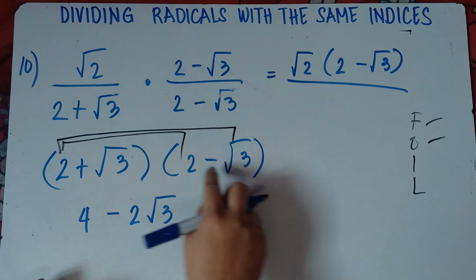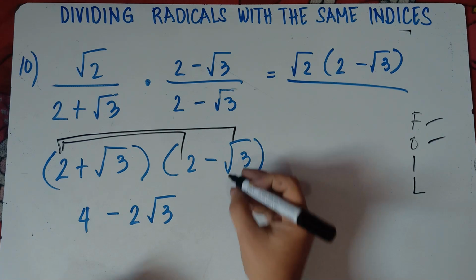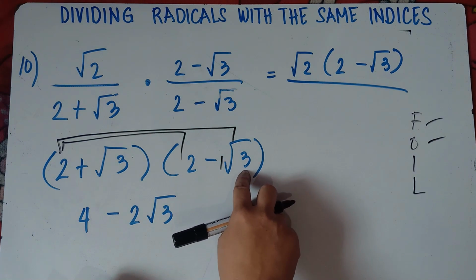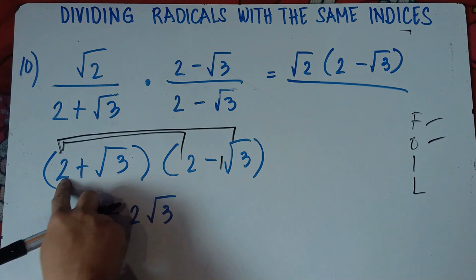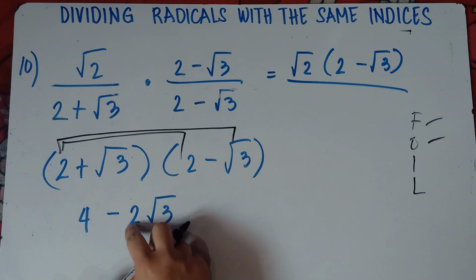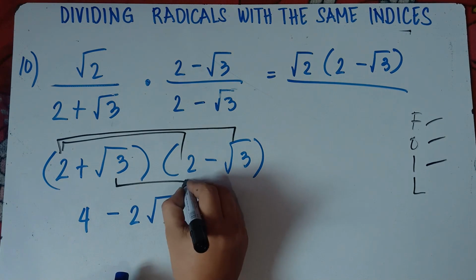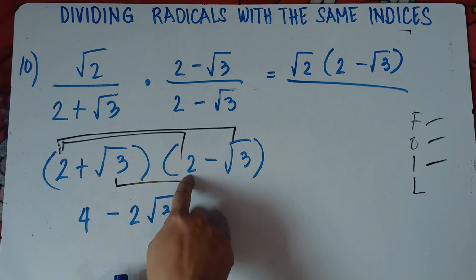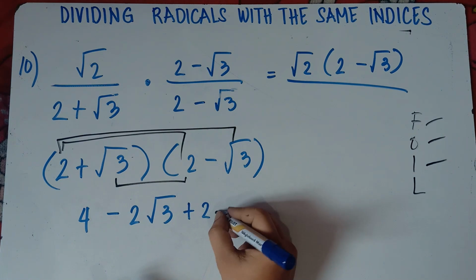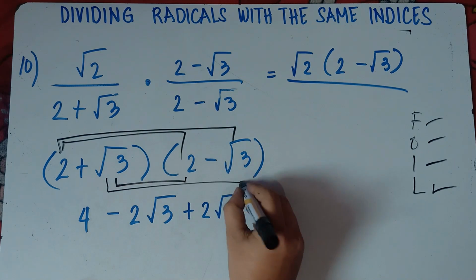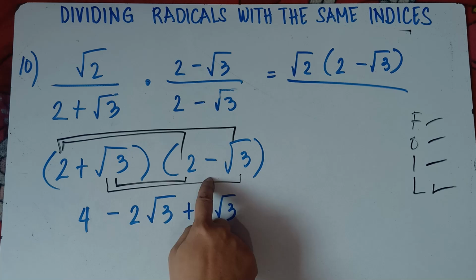Once again, 2 times negative 1. There's 1 here, class. Do not forget. Do not multiply 2 and square root of 3 directly. This 3 is inside the radical symbol. It should be 2 times negative 1. That's negative 2. Simply copy square root of 3. Then inner, square root of 3 times 2. That would be positive 2 square root of 3. Then last is square root of 3 times negative square root of 3.